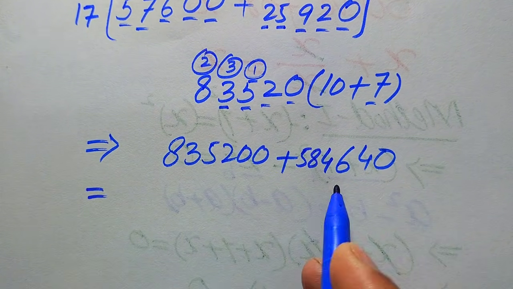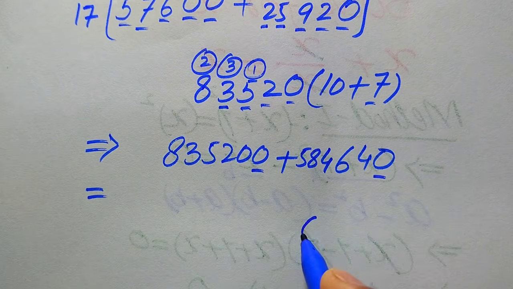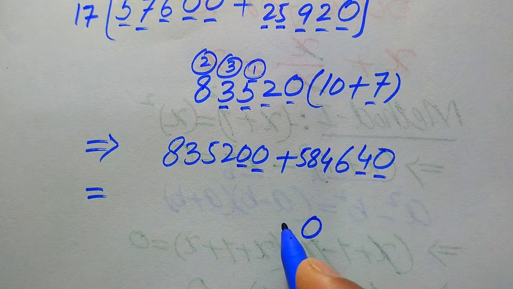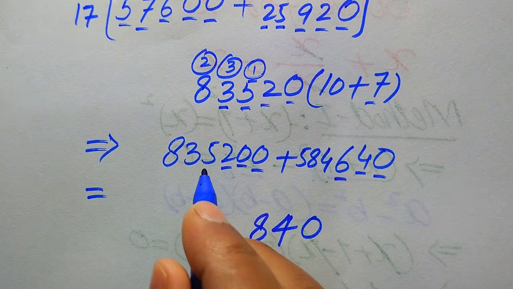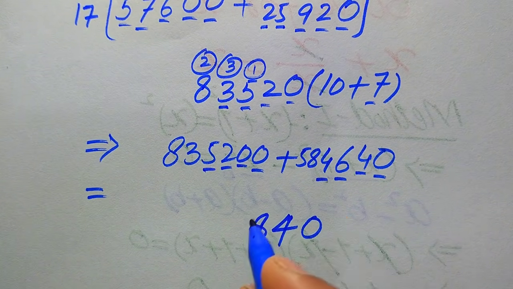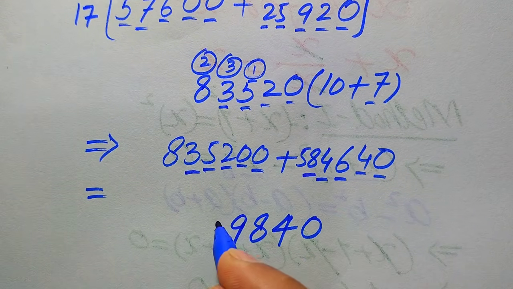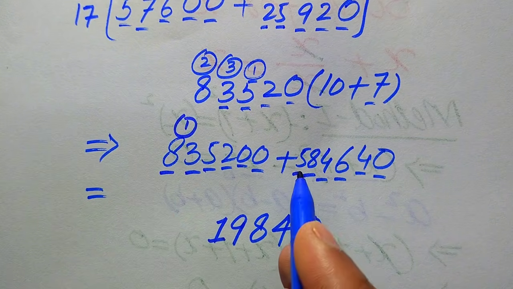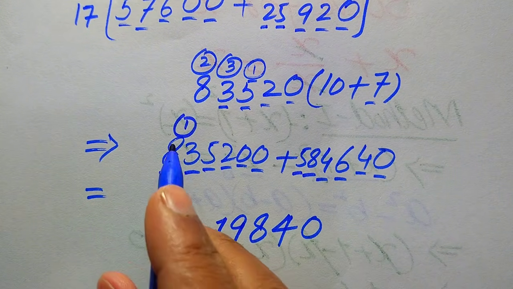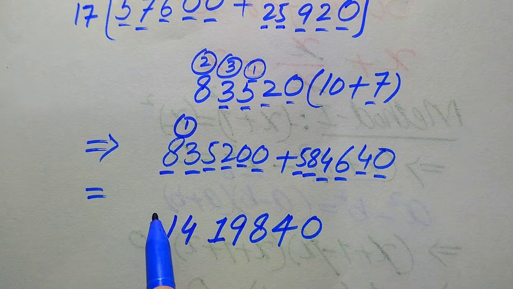So finally we need to sum up both of these two values and we get our final answer. So we have 0 plus 0 becomes 0, 0 plus 4 becomes 4, 2 plus 6 becomes 8, 5 plus 4 becomes 9, 3 plus 8 becomes 11. We write 1 and carry 1. So 8 plus 5 plus 1 becomes 14. Okay, so here we write over this is 14.